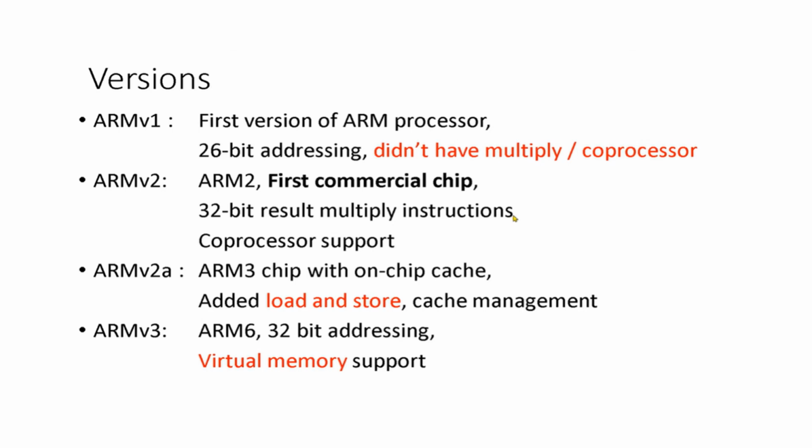And in the version V2A, that is the ARM3 chip with on-chip cache, added load and store instructions and a cache memory. We will see later what load and store are. And ARM V3, that is ARM6, has 32-bit addressing. It will support virtual memory also.